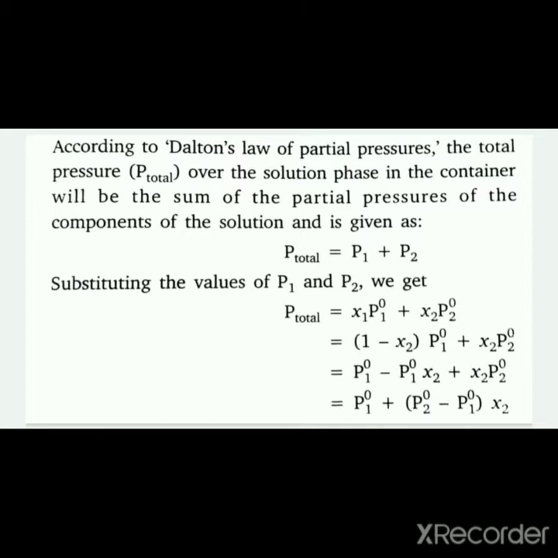Now, express χ1 in terms of χ2. Since there are only two components, χ1 will be equal to 1 minus χ2. So, we get P total is equal to (1 minus χ2) into P1⁰ plus χ2 into P2⁰. Bring the similar terms together. Thus, we get P total is equal to P1⁰ plus (P2⁰ minus P1⁰) into χ2. So, this is the final form.